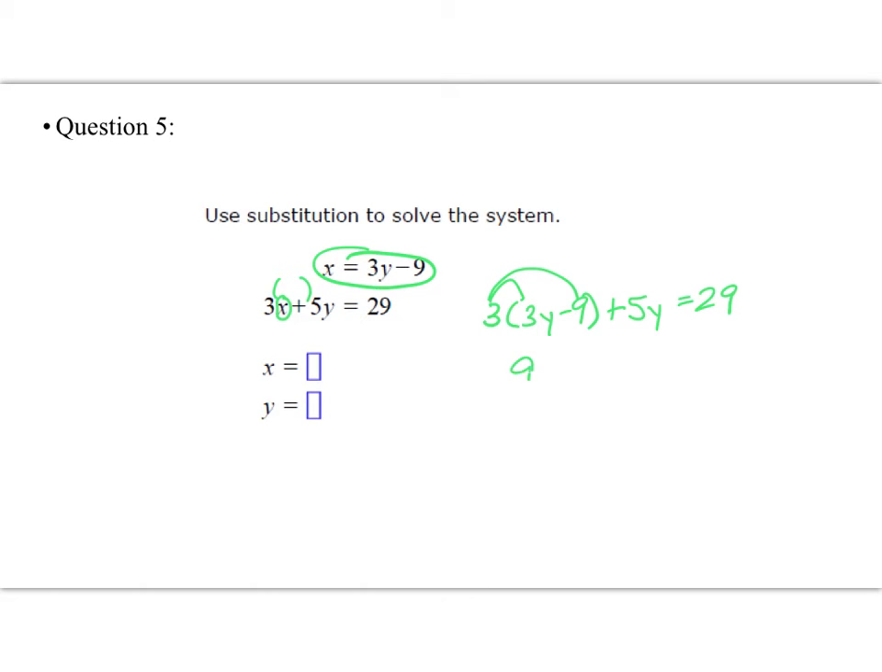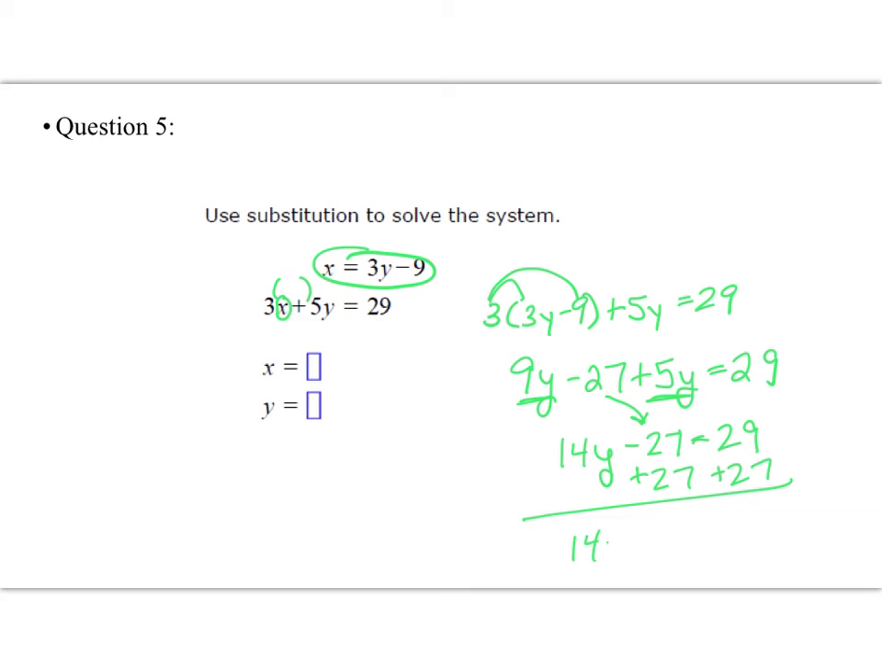Distribute the 3, so you have 9y minus 27 plus 5y equals 29. Then 9y plus the 5y is 14y. They're still on the same side of the equal sign, so it's minus 27 equals 29. Now we add 27 to both sides. We get 14y is equal to 56, divided by 14, and y is equal to 4.